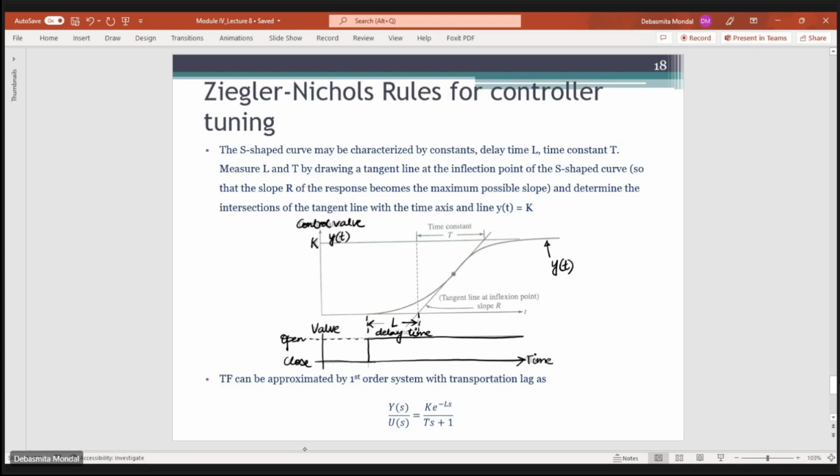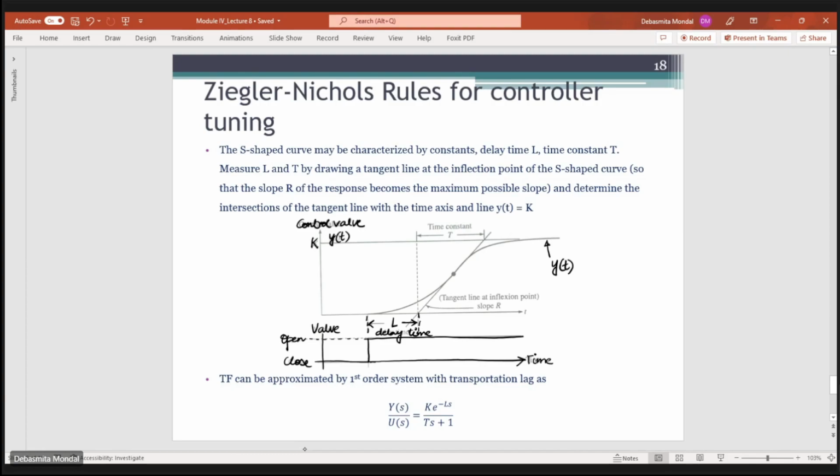If you draw the tangent at the inflection point, it intersects the time axis at some point, and it intersects the line y(t) equals K, where K is the gain of your system. From these two points, you can find the values of L and T.